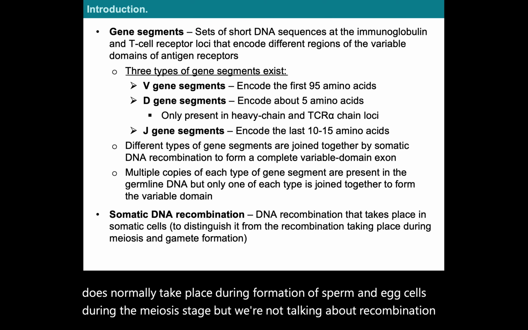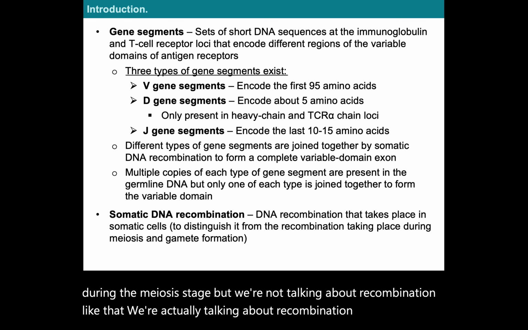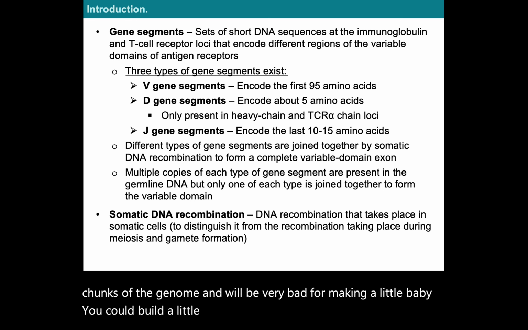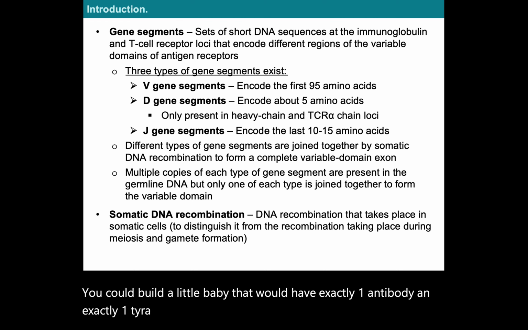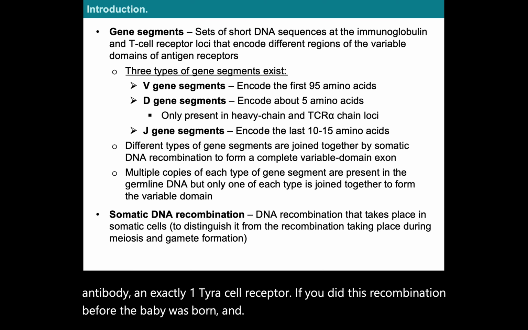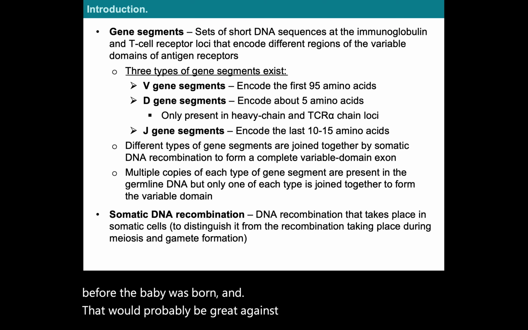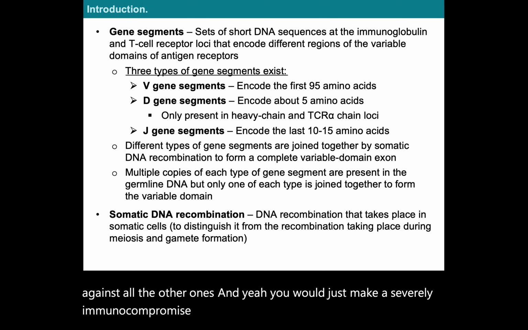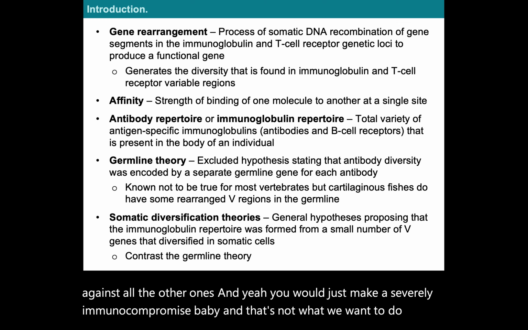We're actually talking about recombination that loses big chunks of the genome and would be very bad for making a little baby. You could build a little baby that would have exactly one antibody and exactly one T cell receptor if you did this recombination before the baby was born. And that would probably be great against some disease, but real bad against all the other ones. And yeah, you would just make a severely immunocompromised baby. And that's not what we want to do. That's not doing a good job.